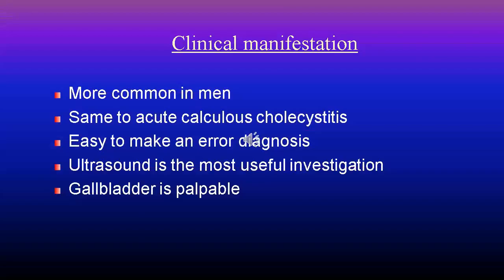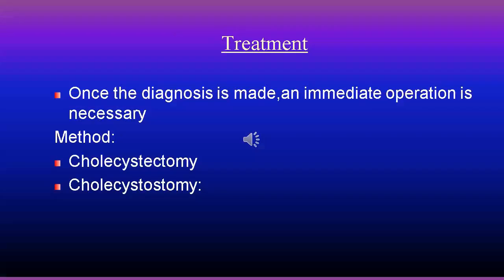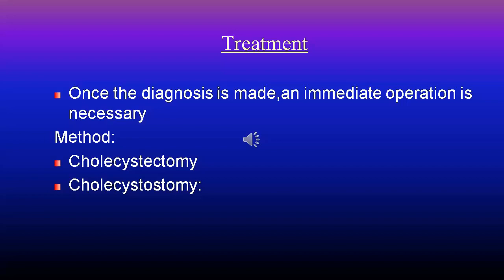Acute acalculous cholecystitis mostly occurs in men. The picture is the same as acute calculous cholecystitis, but less severe. It is difficult to diagnose, and ultrasound is the mainstay of diagnosis. Sometimes the gallbladder is palpable. Treatment of acute acalculous cholecystitis is the same as acute calculous cholecystitis, either cholecystectomy or cholecystostomy, which is the drainage of the gallbladder.